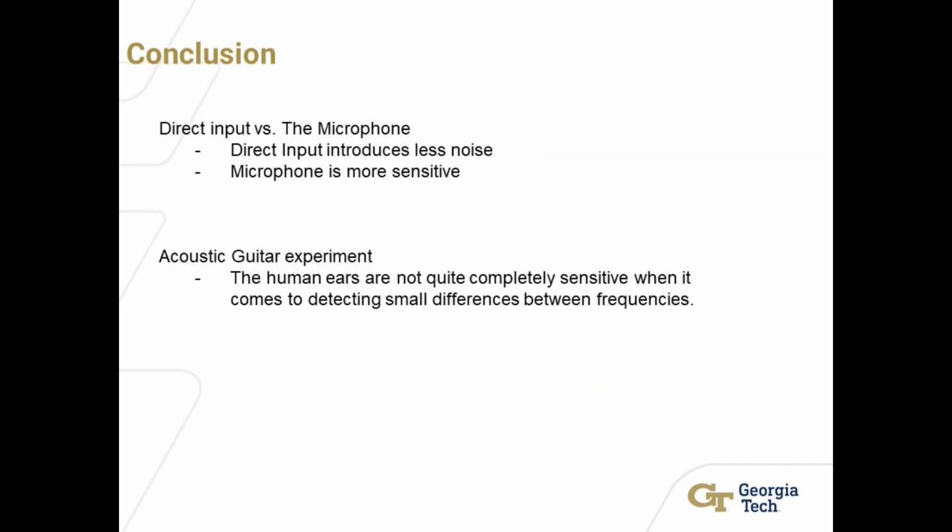For my second experiment, I found out that using the direct input introduces much less noise into the equation, which results in a clearer picture of the wave function on the Simple DAC. Also, I found out that the microphone is much more sensitive to the sounds surrounding it, and it would pick up different frequencies, different noises at any point in time.